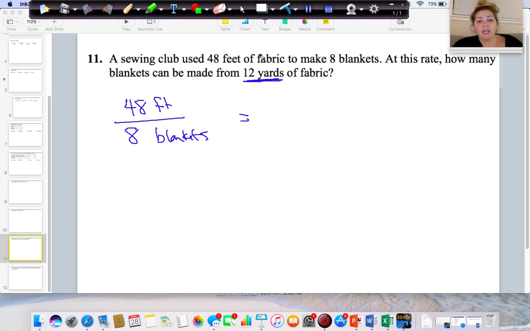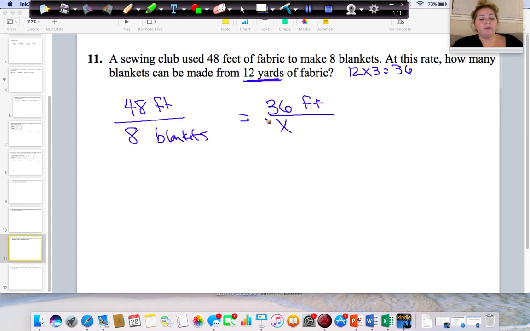There are 3 feet in 1 yard. So to find out how many feet is in 12 yards, we need to multiply 12 times 3, and that gives us 36. So there are 36 feet in 12 yards. So we want to know how many blankets we can make from 36 feet.